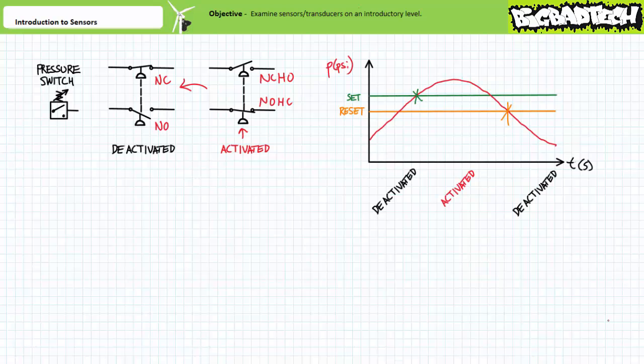If we were to plot this behavior on a graph of pressure versus time, the behavior would look something like this. Note the differential between the set and reset values, often known as hysteresis or span, is a desirable characteristic and prevents switch chatter when pressure is hovering at or near the set value.